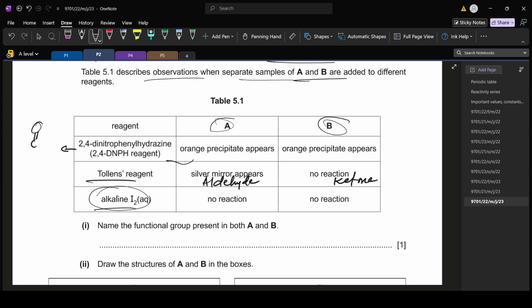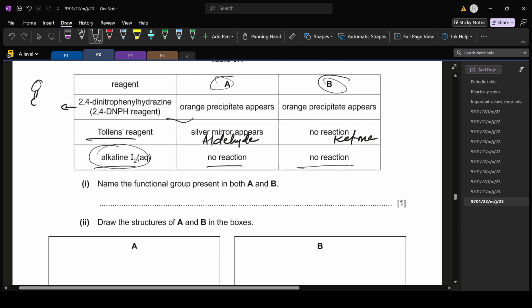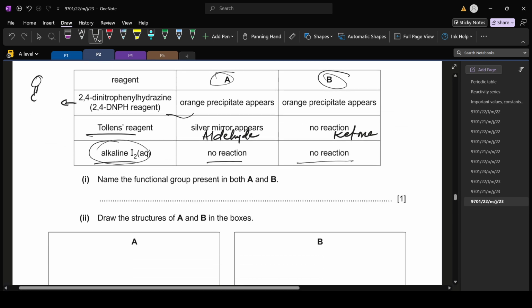Now alkaline iodine is added. There is no reaction in both of these. Now name the functional group present in both A and B. Both have a carbonyl group because they both show an orange precipitate with 2,4-dinitrophenylhydrazine. So, carbonyl group.